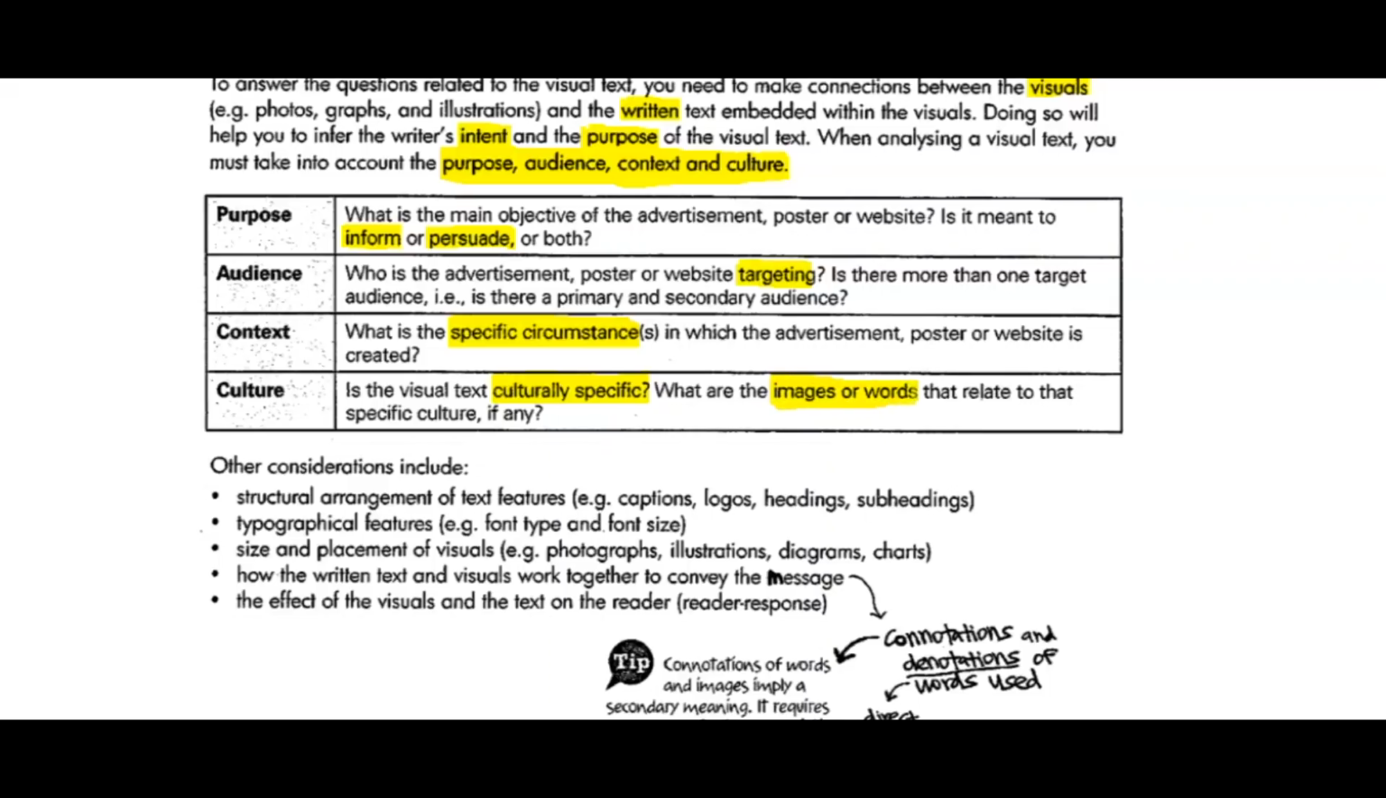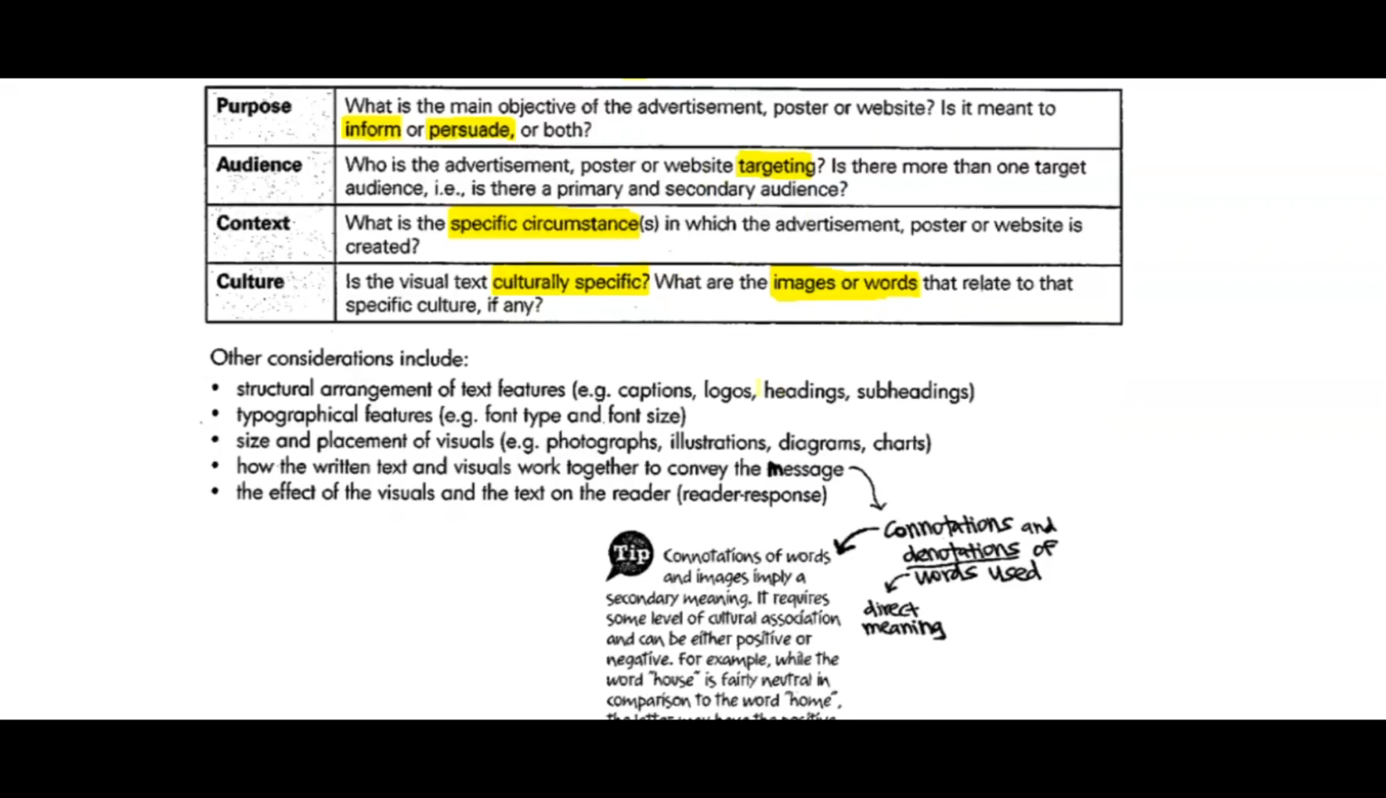So that's just a brief overview of what PACC means. Okay. So there are other things that you have to analyze as well in the visual text. Okay. For example, the structural arrangement of the text features. Okay. So how are the various components arranged, right? Here you are just referring to the text. Okay. So structural arrangement of the text, right?